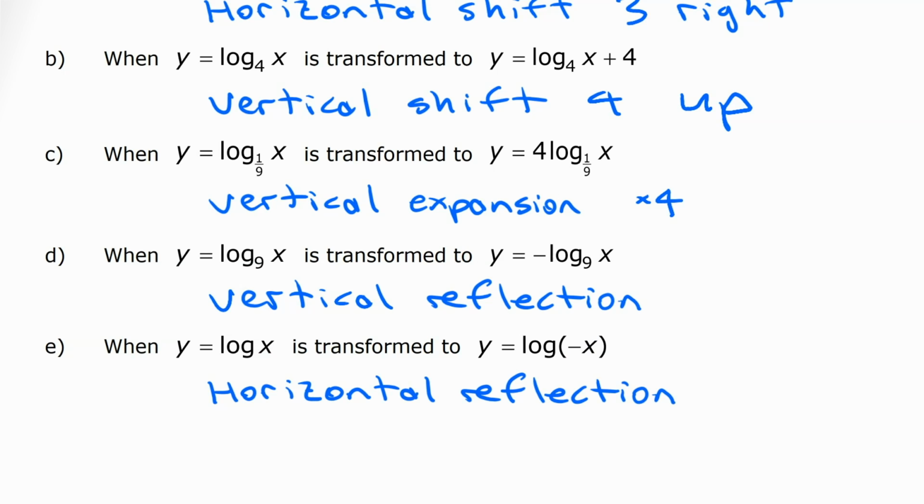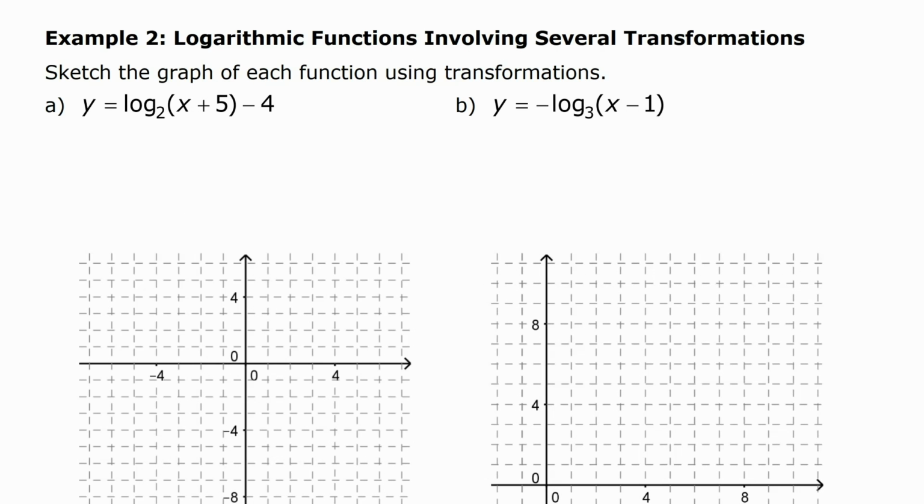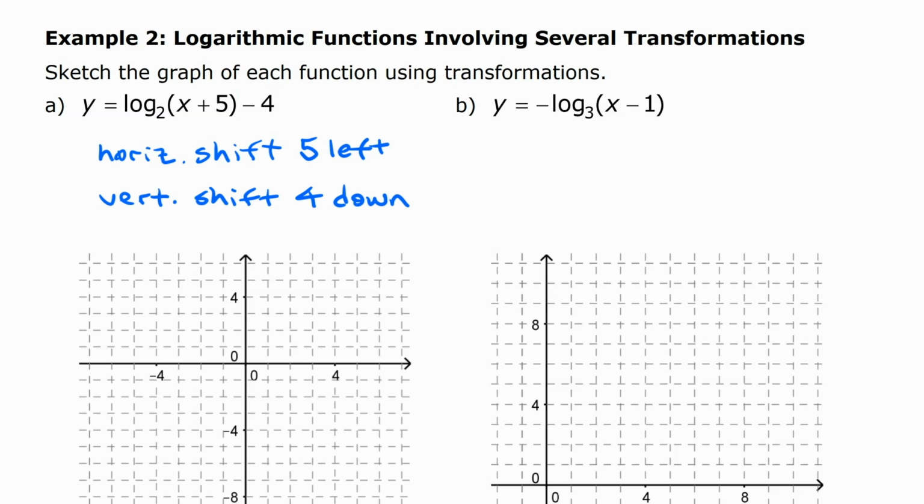All right, next we're going to sketch the graph of a couple of transformed functions. The first of which we have here, log base 2 of x plus 5 minus 4. There's a couple of transformations that have happened there. The fact that this is x plus 5 in here instead of just an x means that that has had a horizontal shift, horizontal translation of 5 units to the left. And then the fact that there's this minus 4 on the end, it has had a vertical shift 4 units down.